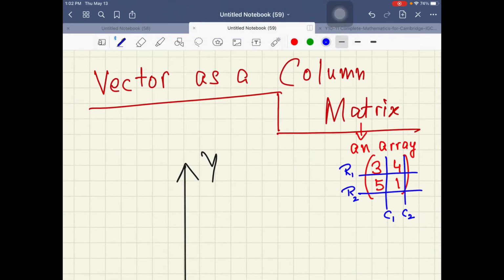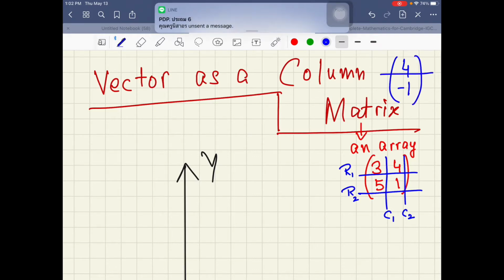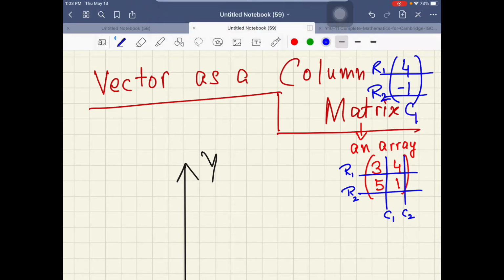And if a matrix is of this kind that we have only one column, for example, 4, -1. In this kind of matrix, you can say we have two rows, row 1, row 2, and there's only one column, column 1. So this kind of matrix in which we have more than one row but a single column is called a column matrix. We can express or represent a vector as a column matrix. That's what we're going to learn here now.